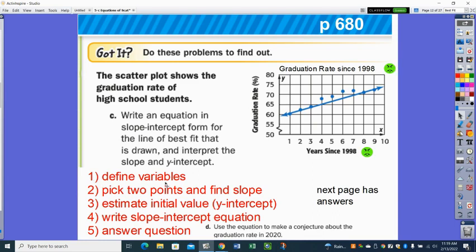So the first thing you're going to do is define your variables. You're going to pick 2 points and find the slope. You're going to estimate your initial value. You're going to see what the y-intercept is. You're going to write your y equals mx plus b equation. And then finally, we're going to answer the questions in D using that equation. So let's see how you do. Stop the video. Well, the video is going to stop, and you're going to walk through those pieces.